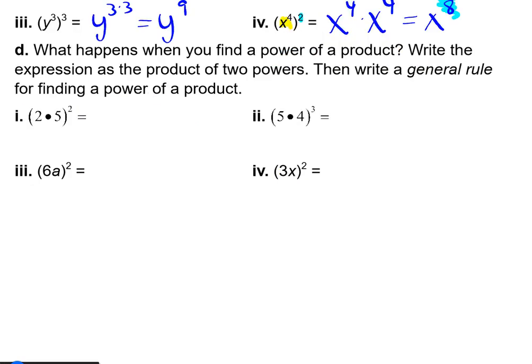In part D, we're looking for the power of a product. So you'll notice we have multiplication inside and an exponent on the outside. Here we have 2 times 5 and it's being squared. 6 times a is being squared. 5 times 4 is being taken to the 3rd power. 3x is being squared. So we're finding the power of a product.